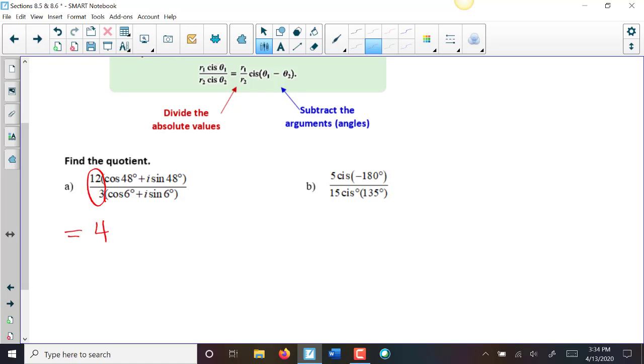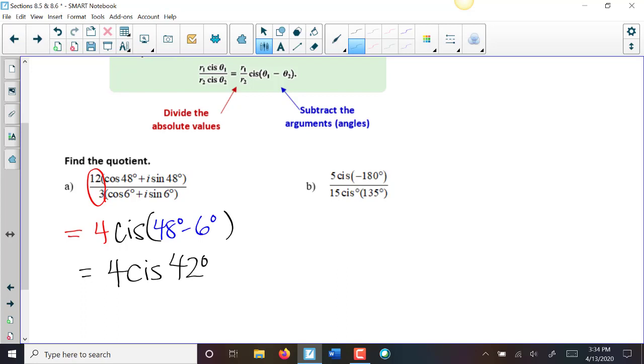12 divided by 3 is 4. And then we're going to subtract. So you just have to be careful the order that you're subtracting. It's the top minus the bottom. So here it's 48 minus 6. So we end up with 4 CIS 42 degrees. Okay. Now, depending upon what form you want that quotient in, you just go from there. Because this is not a nice unit circle angle, if I'm going to give rectangular form, I have to use a calculator, and I don't want to, so I'm going to leave it in trig form.